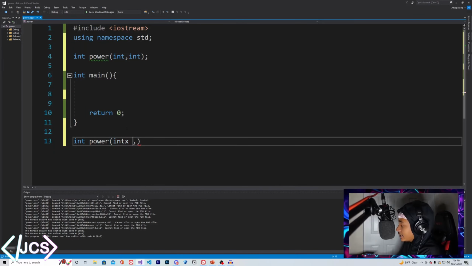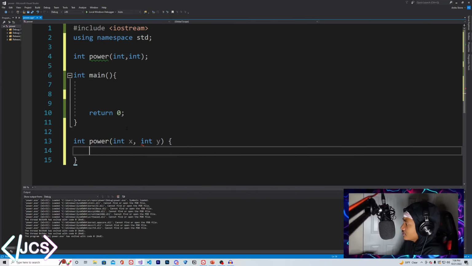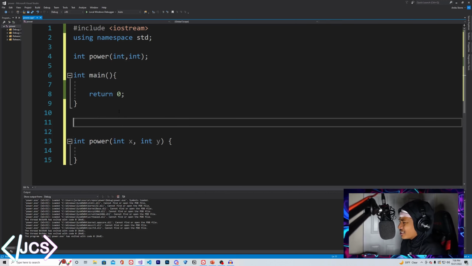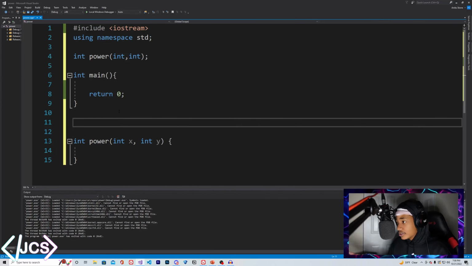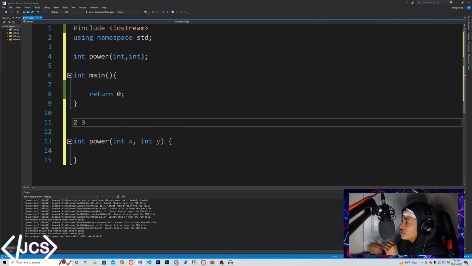So I'm just going to do int x and y, because those are the two most basic variables that we always use in math. When you think of exponents, what do you think of? 2 times 2 times 2. Now this is going to be a recursive function. Let's say we have 2 to the third power, or 2 cubed. That's 2 times 2 times 2.